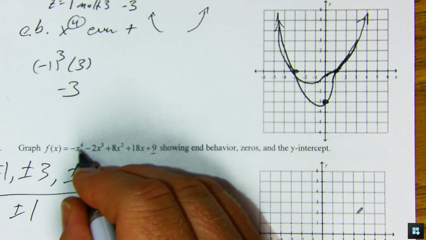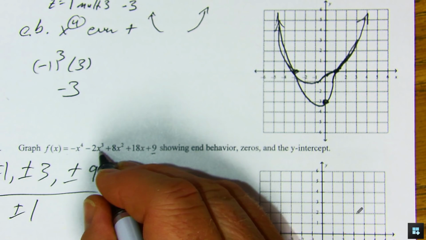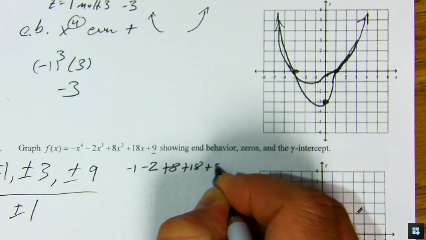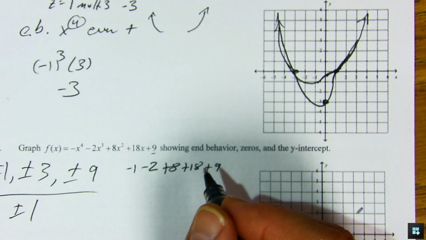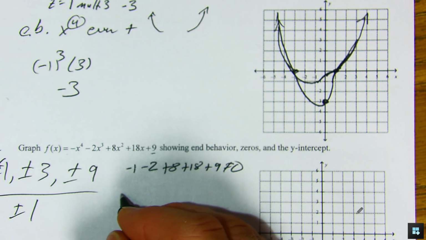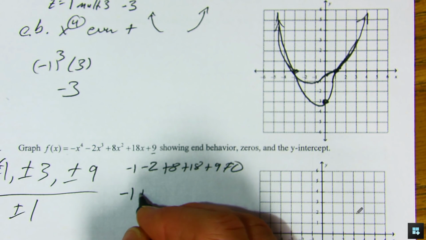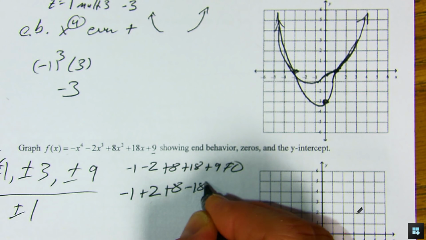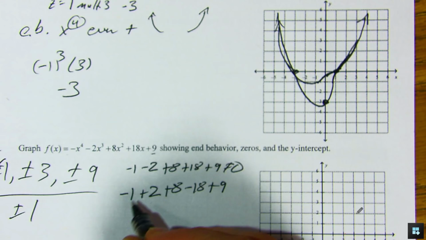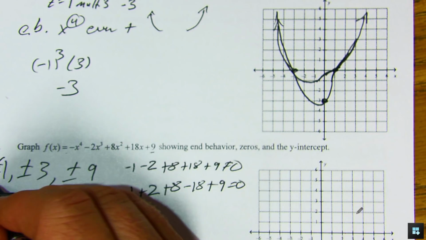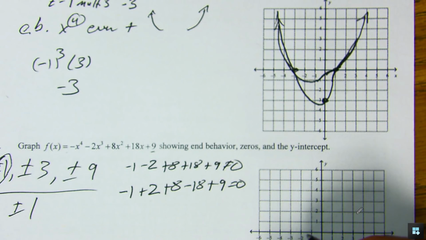So 1 to the fourth is 1, negate, negative 1, minus 2, plus 8, plus 18, plus 9. That is not going to equal 0. So 1 is out. Negative 1. So it gives me negative 1 here, gives me a positive 2 here, plus the 8, minus the 18, plus the 9. So that's going to be 1 plus 8 is 9. That equals 0. Negative 1 is in. So one of my zeros is a negative 1.